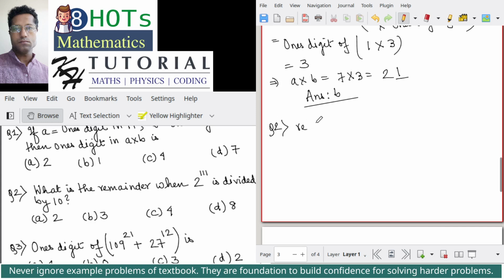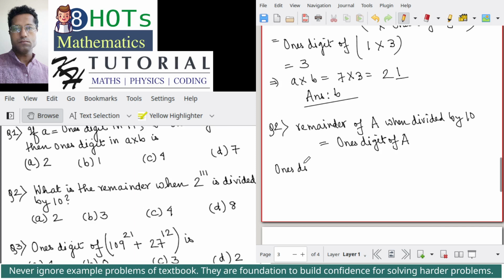So the remainder of A, where A is any positive integer, when divided by 10 is equal to the ones digit of A. So the problem is asking what is the remainder when 2 to the power 111 is divided by 10. So definitely we have to find the ones digit of 2 to the power 111.